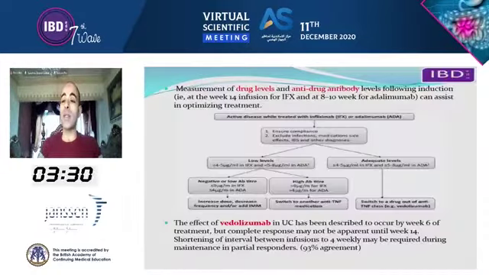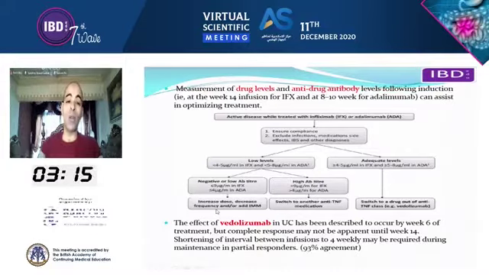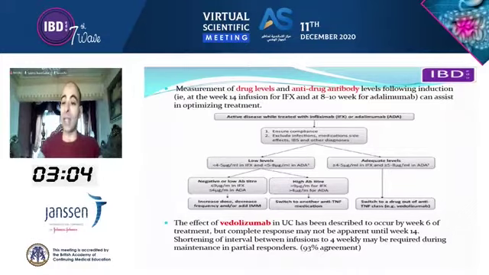Don't forget measurement of drug level and antibody in case of use of biologic treatment. In active disease treated with infliximab or adalimumab, we must check for drug level and antibody. If we have negative or low antibody titer but low drug level, we can increase the dose or decrease the gap or frequency between dosage. If we have low level and high antibody titer, we can switch to another anti-TNF. If we have adequate level with no response, we can switch to another class.